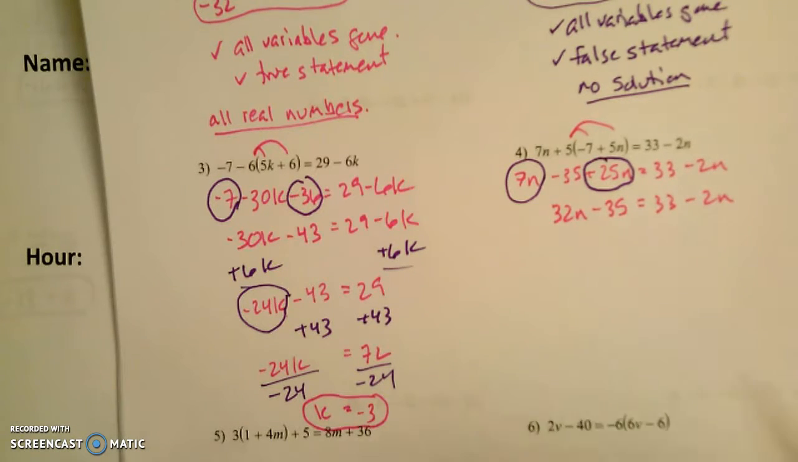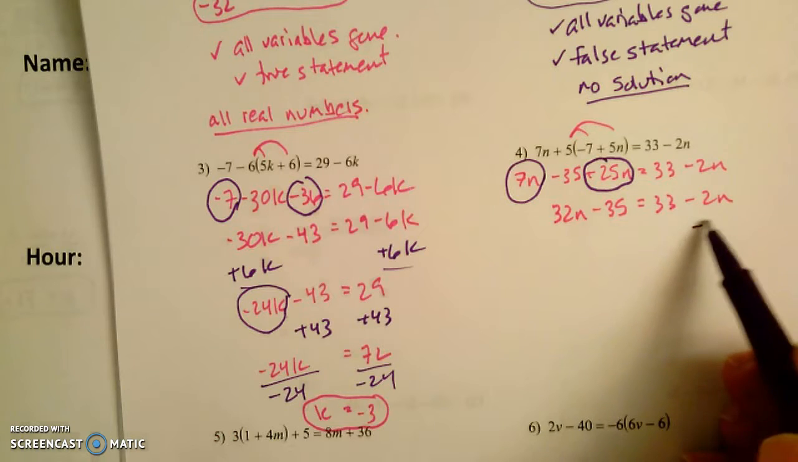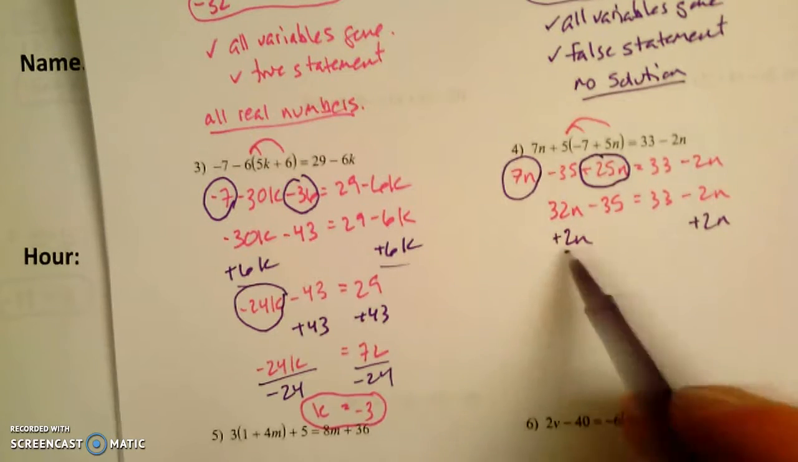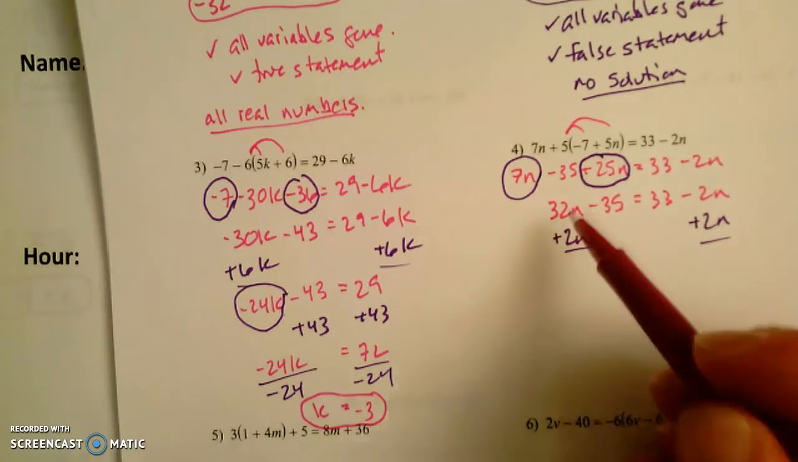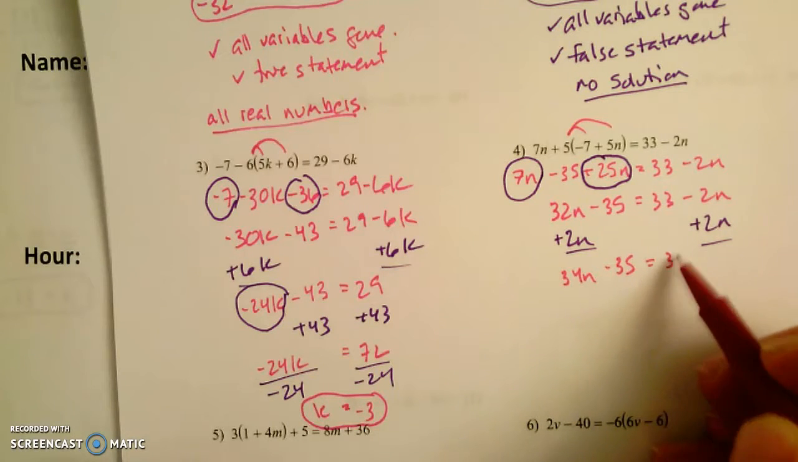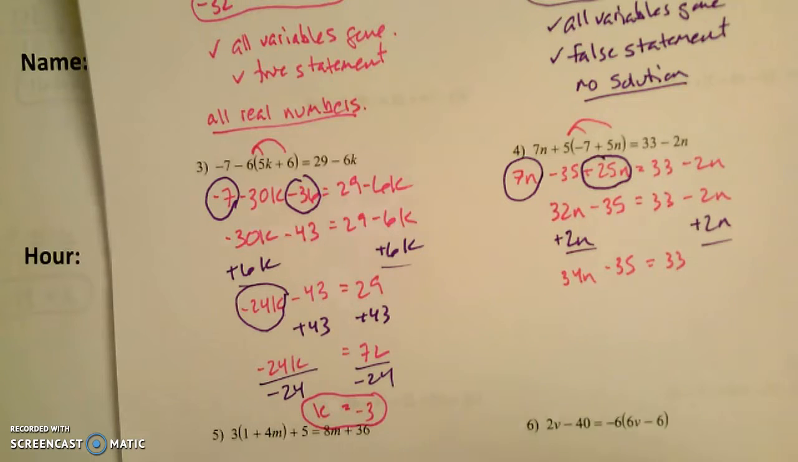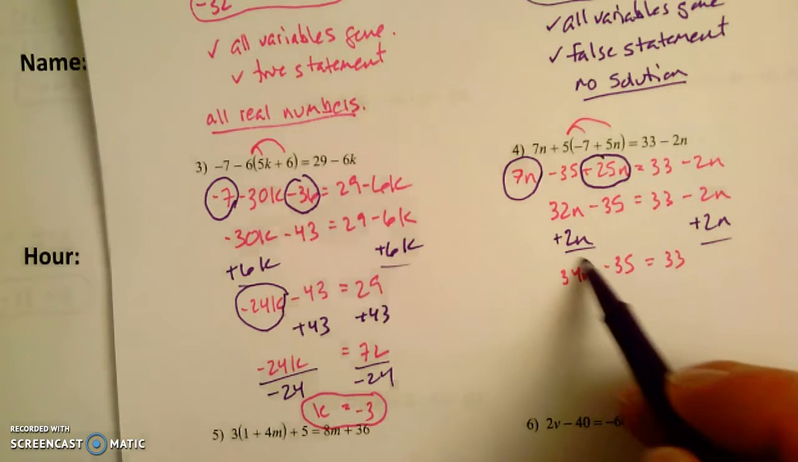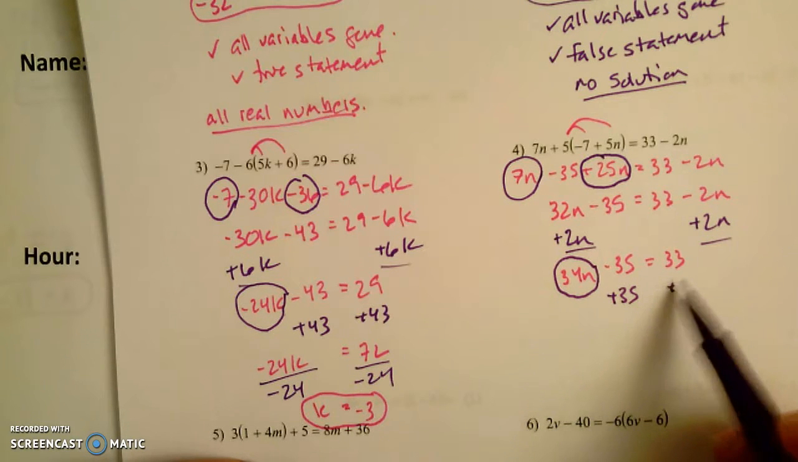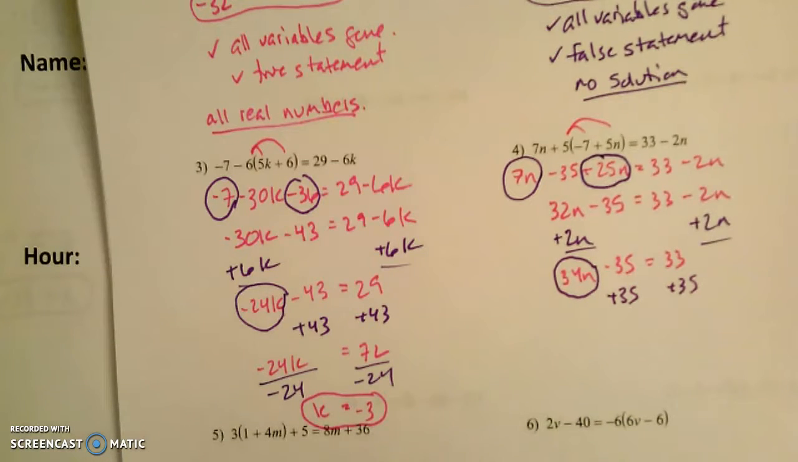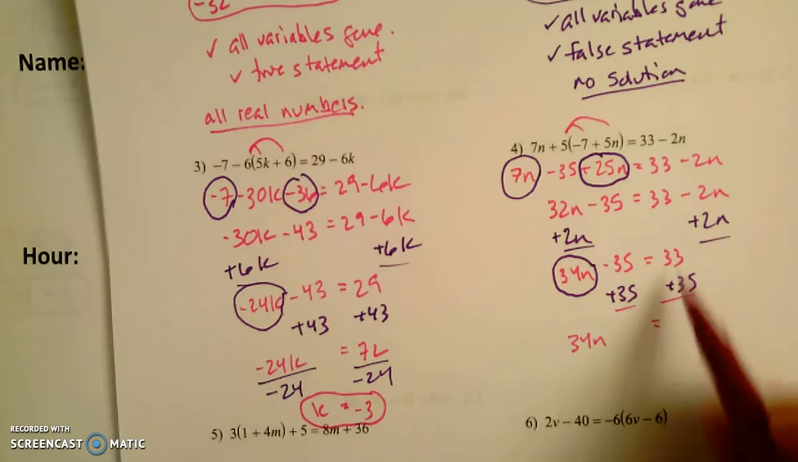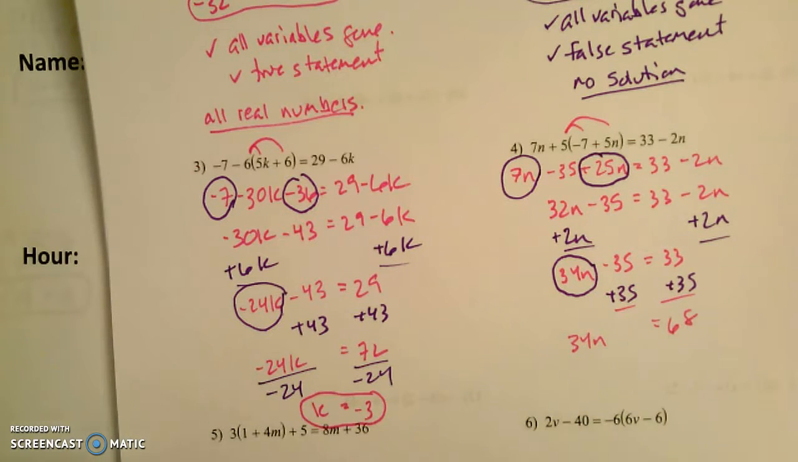I'm going to go ahead and collect all of our variables over here, which means I want to get rid of this negative 2n, so I'll have to add 2n to both sides. 32 plus 2 is 34n. We still have our negative 35 and our 33 over here. To get rid of this negative 35, so that we can isolate the term that has the n, we're going to add 35 to both sides. So our 34n is still over here. 33 and 35 is 68.